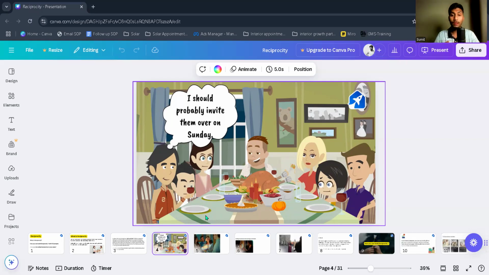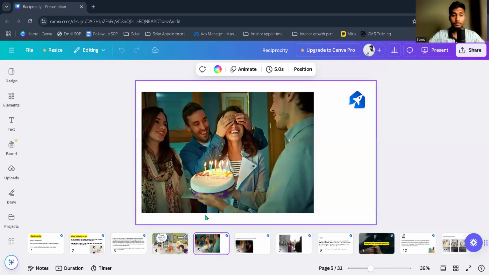Okay, how is he going to return the favor? By asking them to visit their home next Sunday. So this is how you bring back a lot of reciprocity when you bring something for someone else, without even knowing them. This could be a surprise dinner, a surprise breakfast, a surprise gift, or any customized gift. It can be anything.